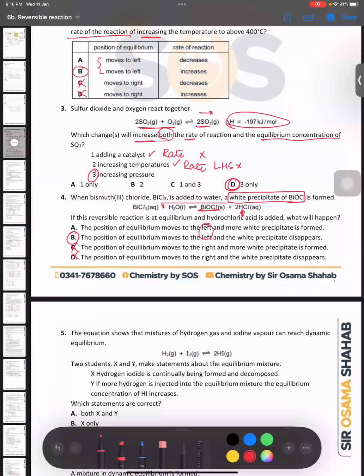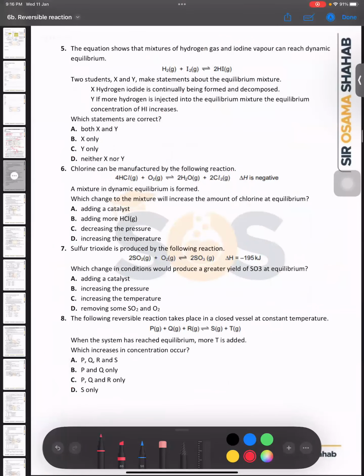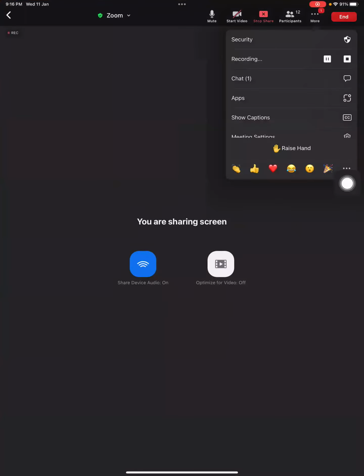Okay, so now we have 4 more MCQs. First, your turn, you need to complete all these 4 MCQs, and then I will give you the right answers of these, okay?